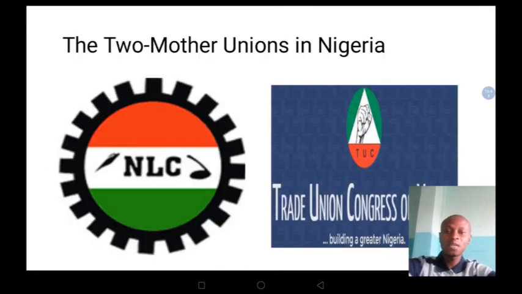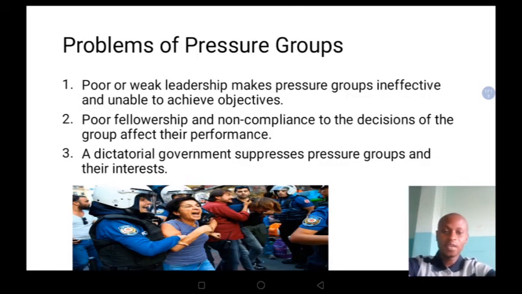Okay? Now, these are two mother unions in Nigeria. We have NLC. We also have TUC. They are the biggest pressure groups. They are mother unions, the umbrella unions over other pressure groups we have in Nigeria. Okay, now let's go to the problems of pressure groups.